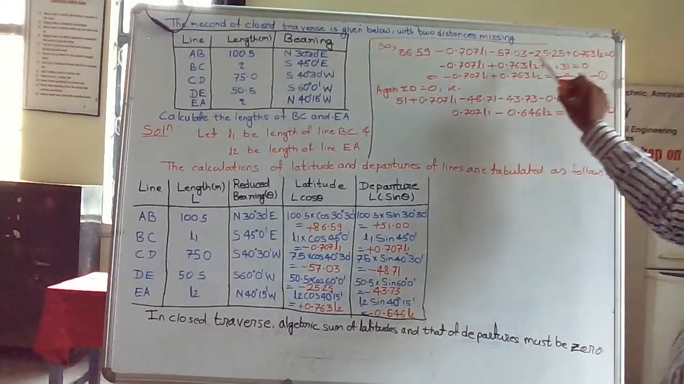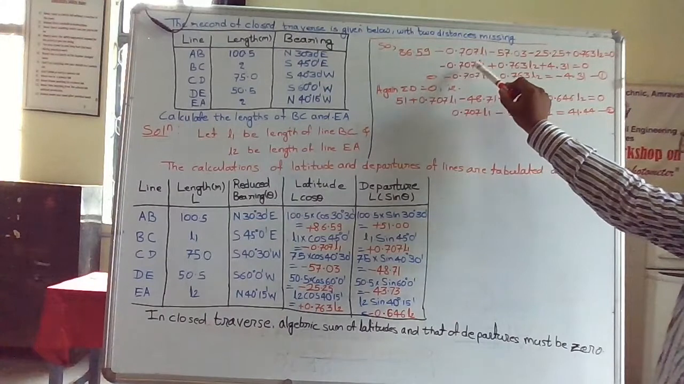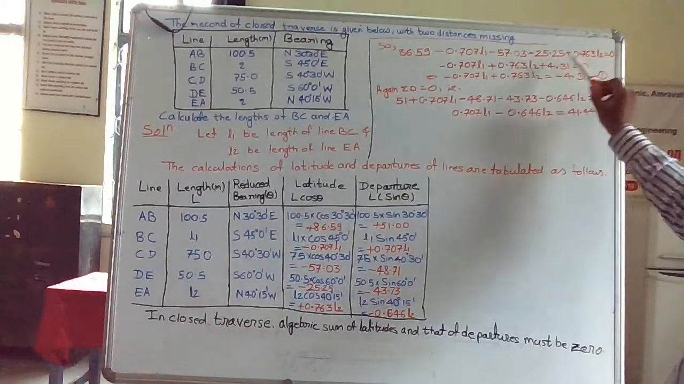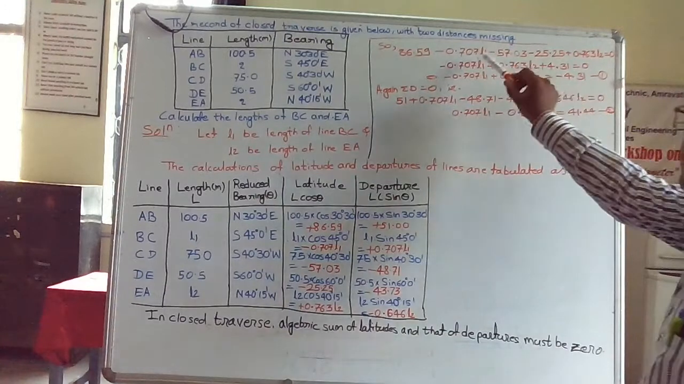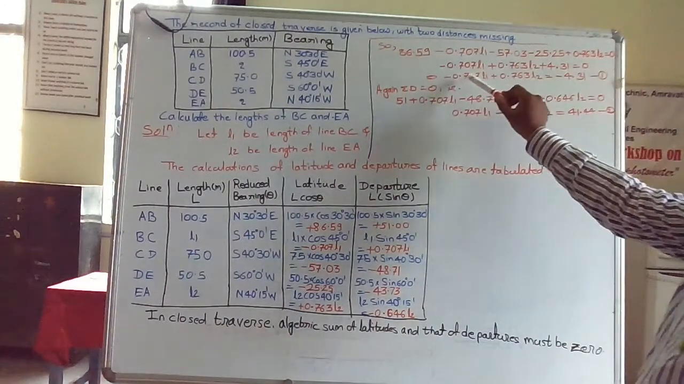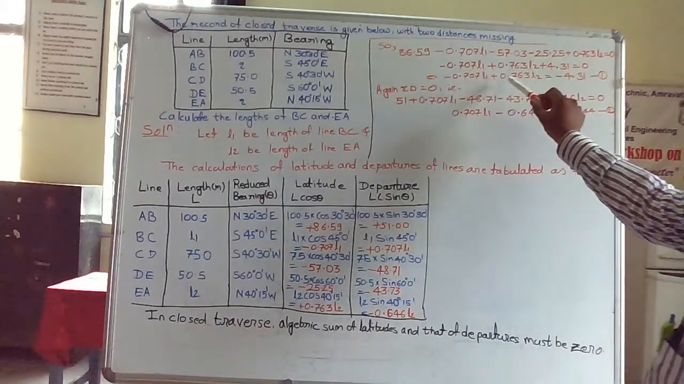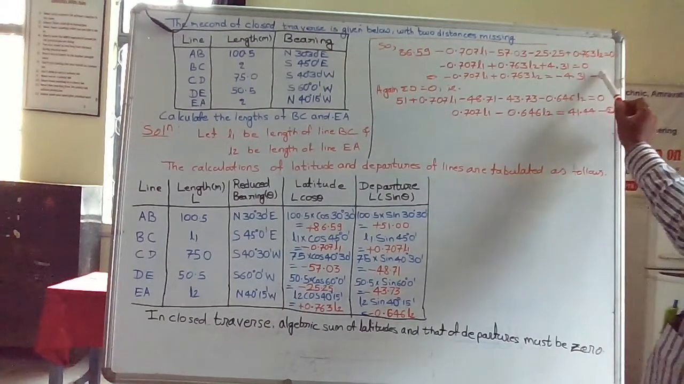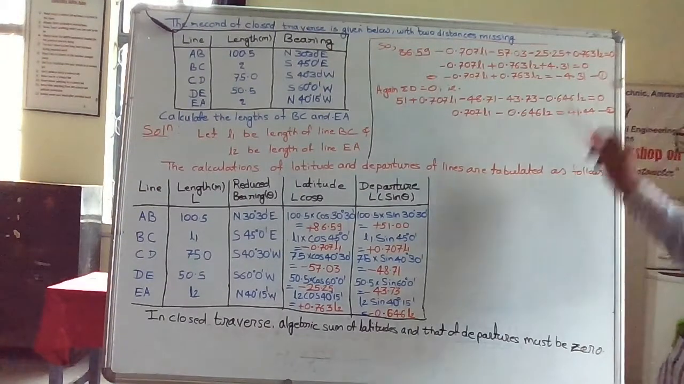After solving it, we will get it in the form of minus 0.707 L1 plus 0.763 L2, and by summing all these constants, we get 4.31. It takes the form: minus 0.707 L1 plus 0.763 L2 is equal to minus 4.31. This is equation number 1.